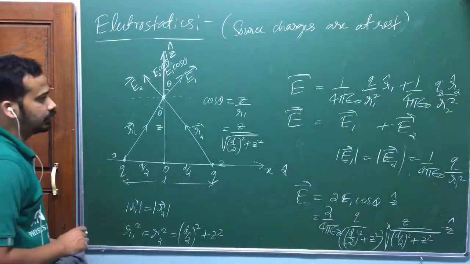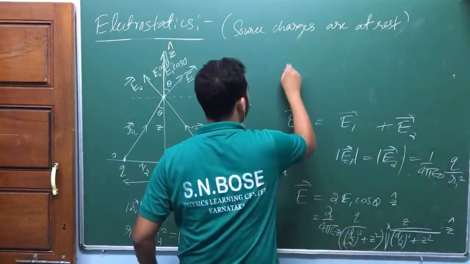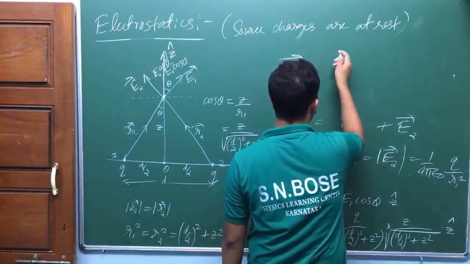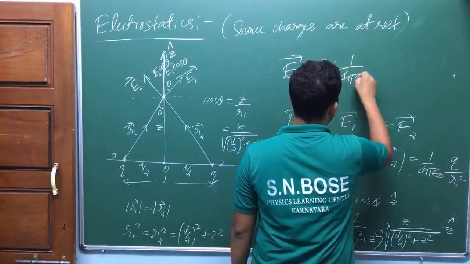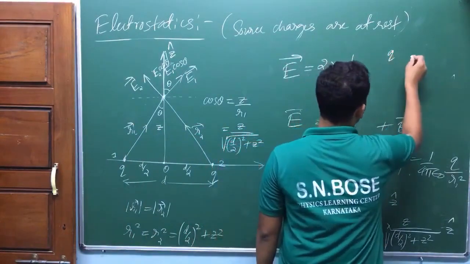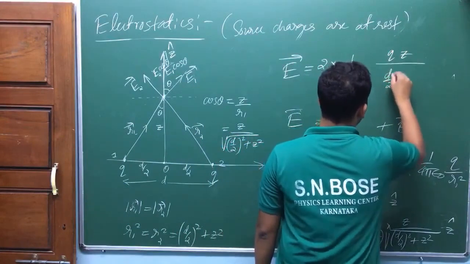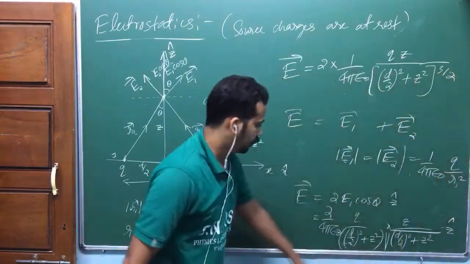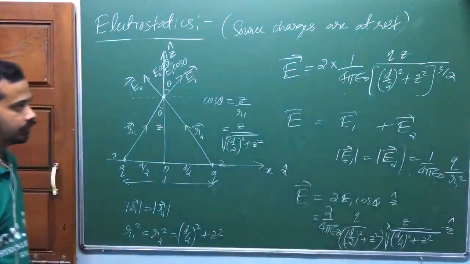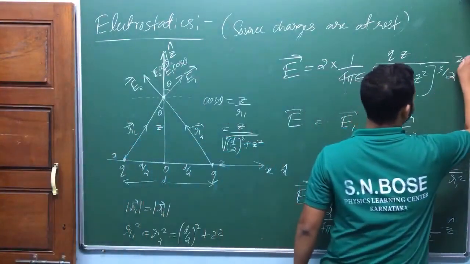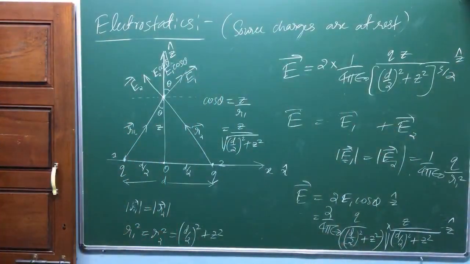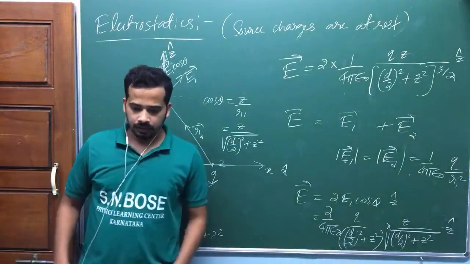So the resultant electric field at that point, I have elaborated, next time I will not elaborate, will be 2 into 1 by 4 pi epsilon naught, q z divided by d by 2 square plus z square whole power 3 by 2. One is raised to 1 by 2, one is power 1, whole power 3 by 2. Along z cap. I'll not elaborate this much next time. You should do it yourself.